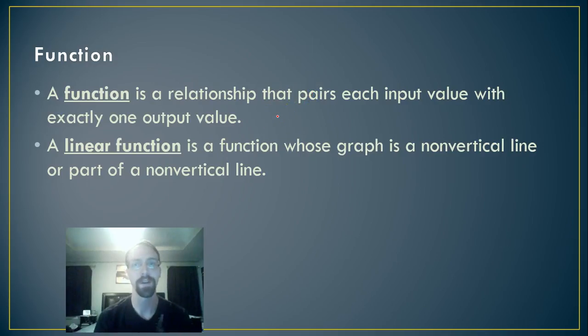So here we just talked about a function. A function is a relationship that pairs each input value with exactly one output value. So think about this: a function is a real world scenario. That's what I want you to put next to it. If it's not a function, then it can't happen in real life. For example, I can't be in two places at the same time. You're going to see that again. A linear function is a function.